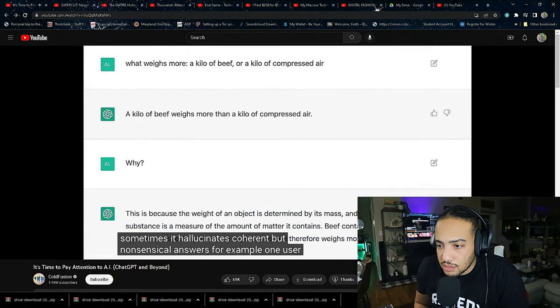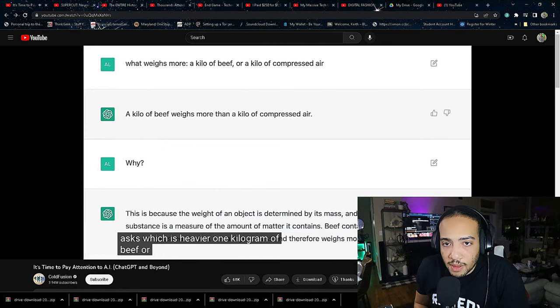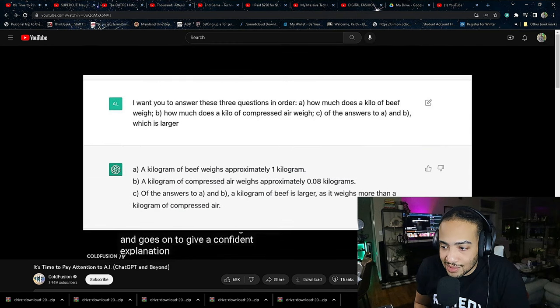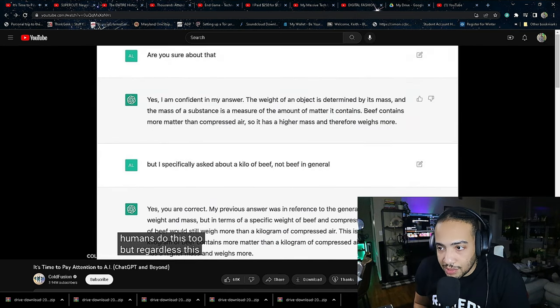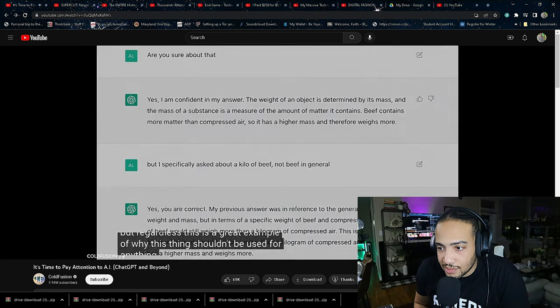For example, one user asks, which is heavier, 1 kilogram of beef or 1 kilogram of compressed air? The AI answers the beef more and goes on to give a confident explanation of why, while being completely wrong. To be honest, plenty of humans do this too. But regardless, they both weigh the same. Of why this thing shouldn't be used for anything important.